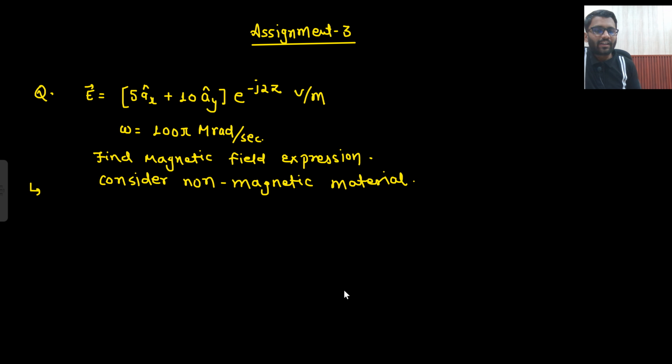The electric field expression of an EM wave is given. You can see the EM wave is traveling in the positive z direction. Directly from here we can see it is traveling in positive z direction because of e to the power minus j beta z. This is the phasor form that has been written.